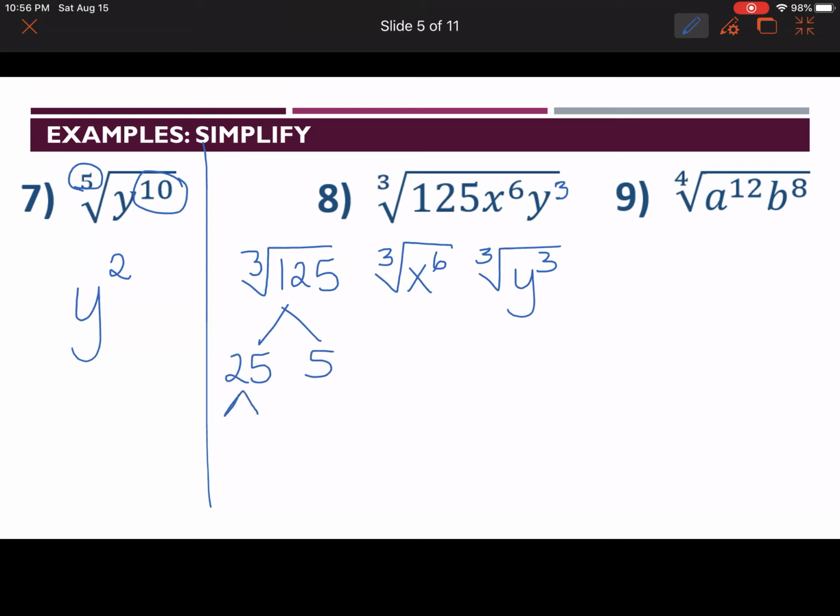And then 5 times 5 is 25. So that means we have a group of 3 5s. So the cube root of 125 is 5.